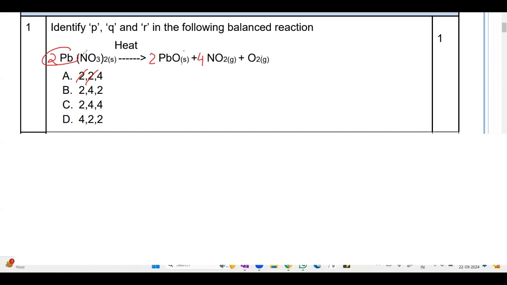Now check: is lead balanced? I can say lead is balanced. Nitrogen is 2 into 2, which is 4, and nitrogen is 4 over here. Oxygen is 3 into 2, 6, multiplied by 2 is 12. On the other side, oxygen is 2 here, 4 into 2, 8 here, and 2, which gives you 12. So the first is the correct option here. If it is not, you can keep on trying in an exam. If this does not come as the first, obviously you'll go for the next. I go by the method of hit and trial.